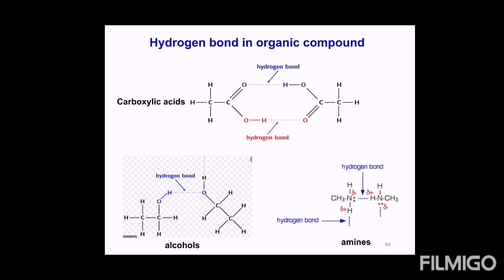And then amine is the class of compound. Meanwhile, the functional group is the amino. So amino towards other amino, there is hydrogen bond. Alright, amine is the derivative of ammonia.